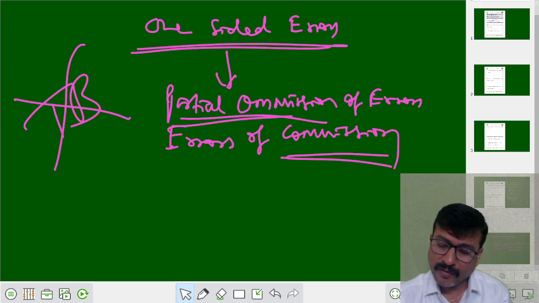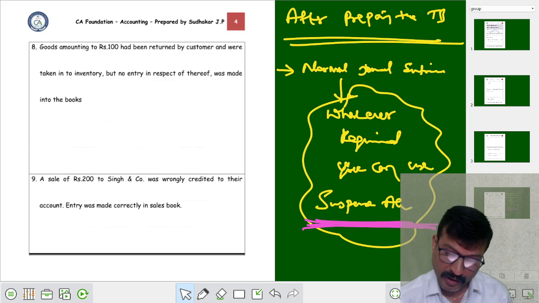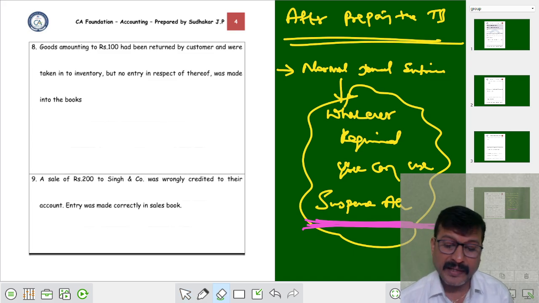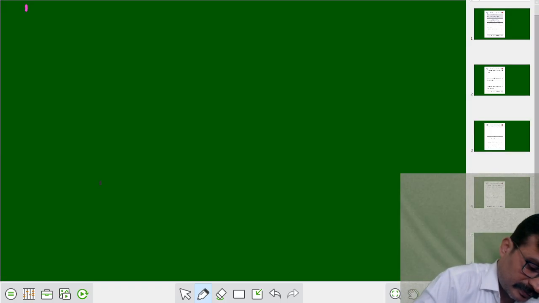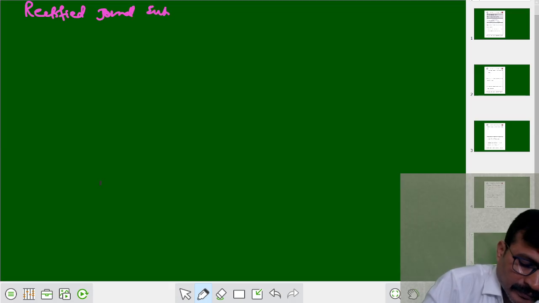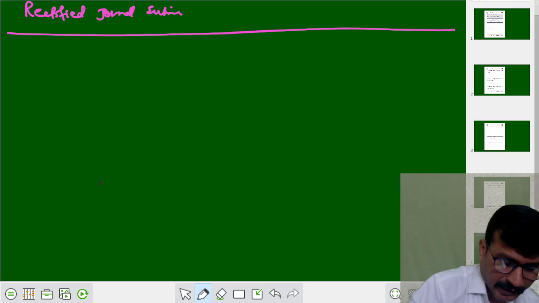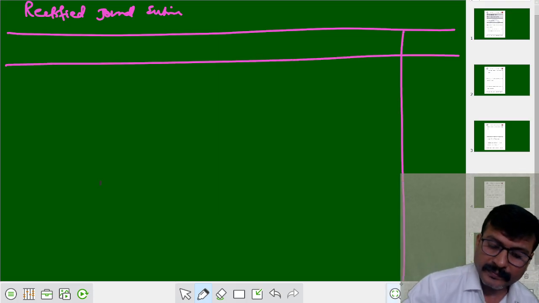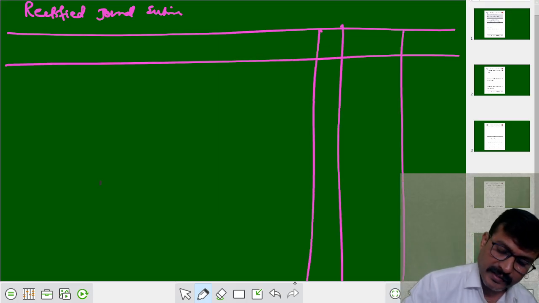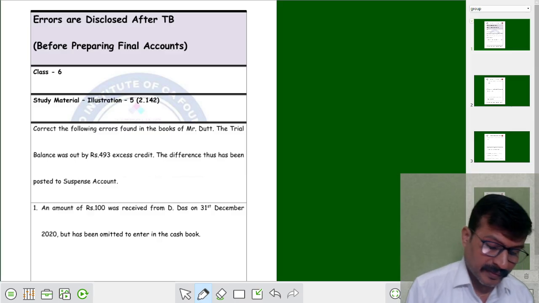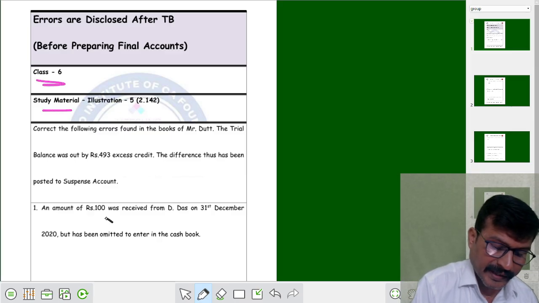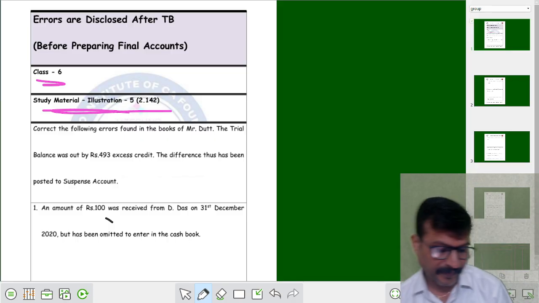Let us get ready with the format. Before doing the solution for this, let us have a format. Shall we go for the format? Now, rectified journal entries. Okay. See, this question is from Class 6 CA study manual, the 5th question.